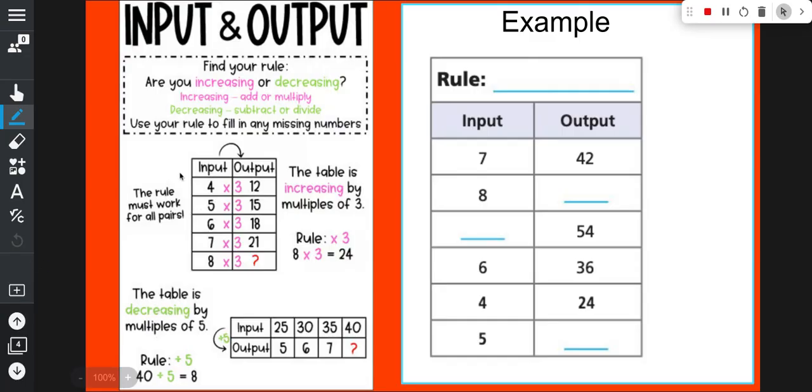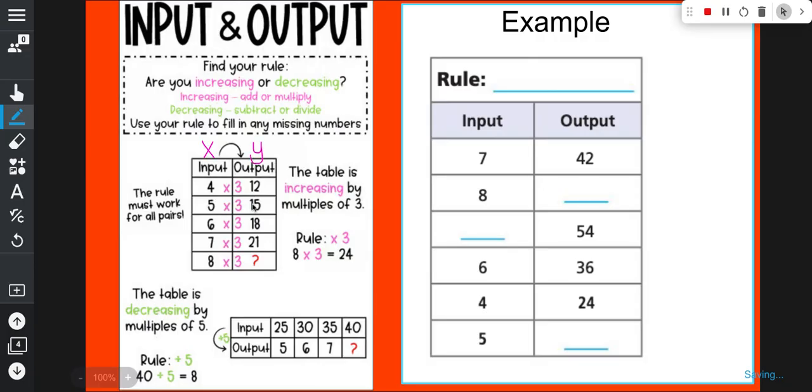So in this example over here, if we put in a 4 and we get to 12, the rule is multiplying by 3. Now, what we know is input-output tables become a big portion of graphing when we start getting into graphing units later in our education system. So the input is always the variable x. Output is always the variable y.